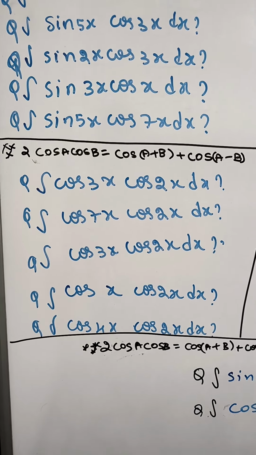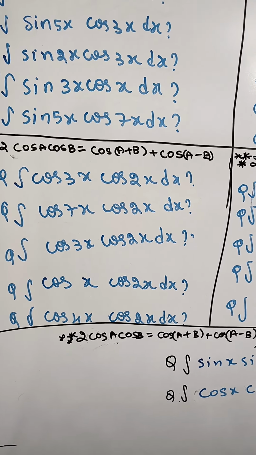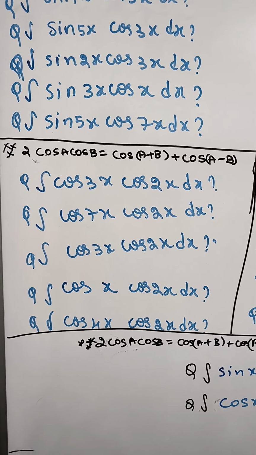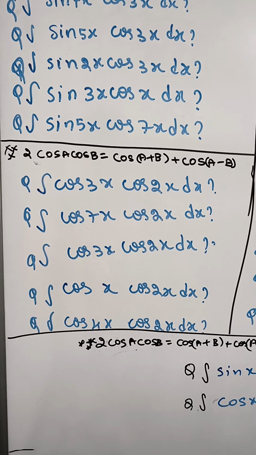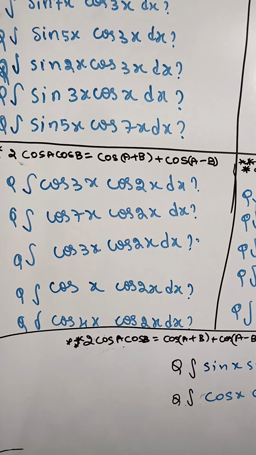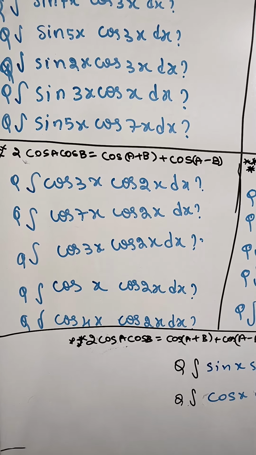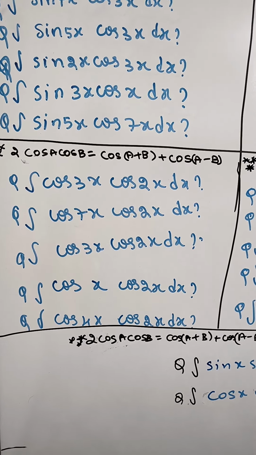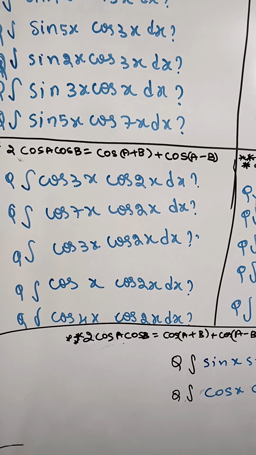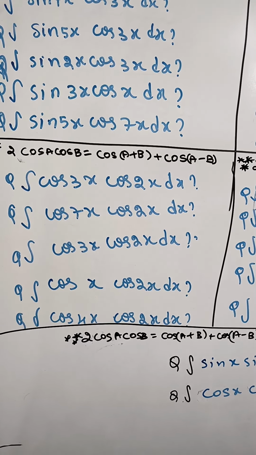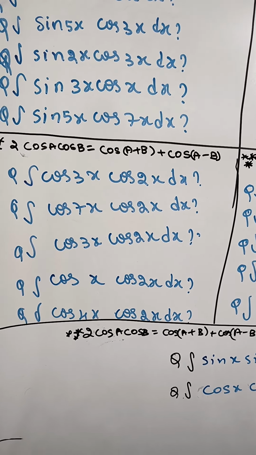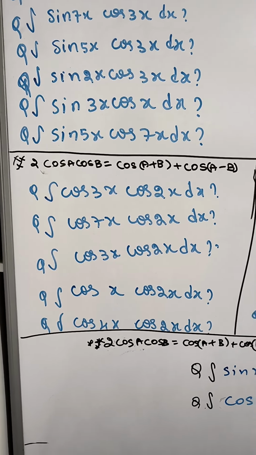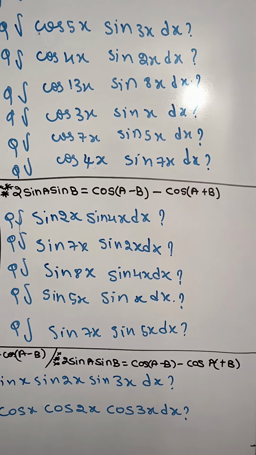Okay, 2 cos A cos B is equal to cos A plus B plus cos A minus B is the formula, and the questions will be like this. Integral cos 3x cos 2x dx, integral cos 7x cos 2x dx, integral cos 3x cos 2x dx, integral cos x cos 2x dx. Okay, integral cos 4x cos 2x dx. Okay, and I am going to the next formula.